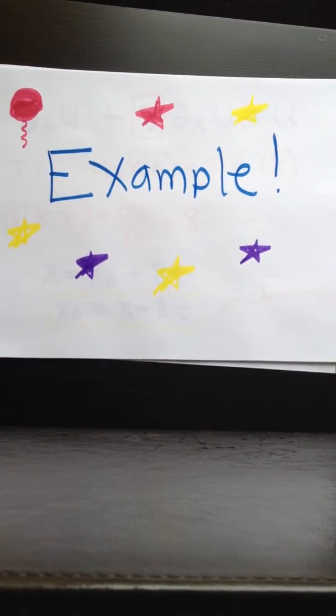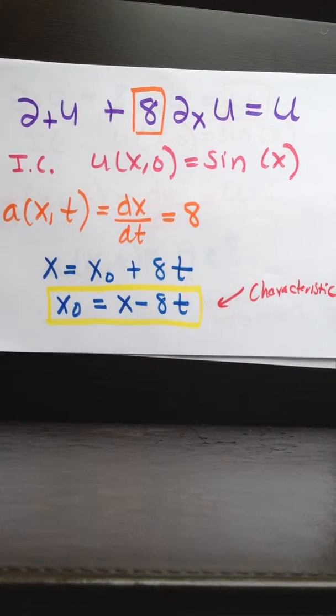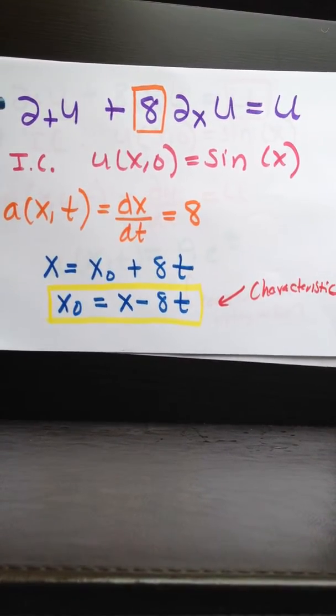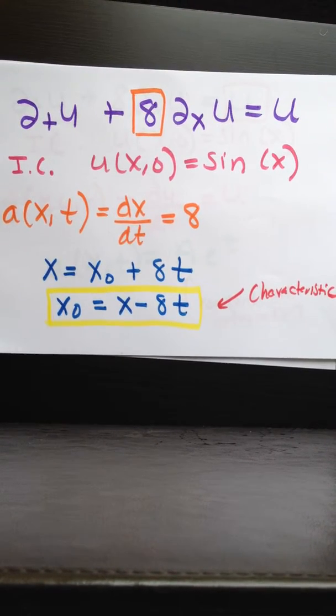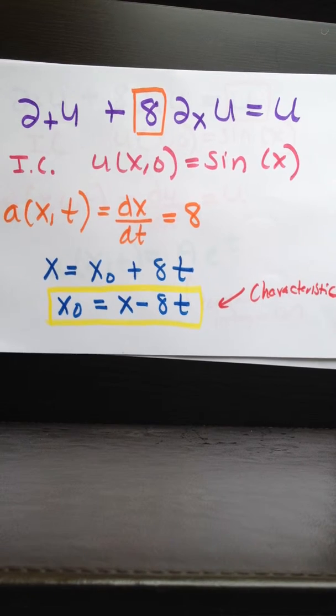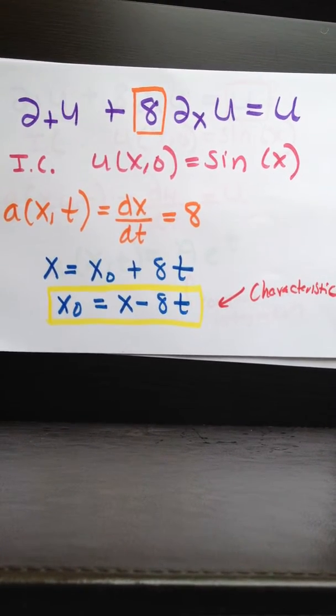Okay, it's time for an example. In this example, the first derivative of t u plus 8 first derivative of x u is equal to u, with the initial condition u of x comma 0 is equal to sine of x.